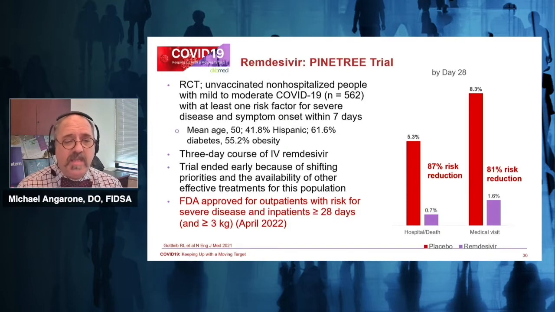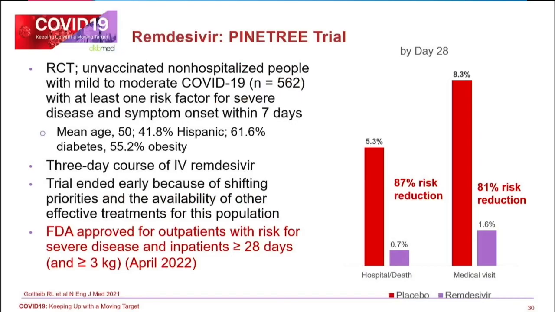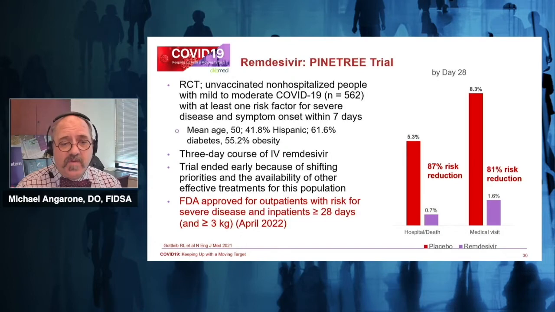The trial was ended early because of some of the changes with different treatments that were, I think, coming to the forefront with SARS-CoV-2, especially the monoclonal antibodies, and changing priorities. But there was some data for Remdesivir in the outpatient setting. When looking at the outcomes of hospitalization or death, there was an 87% reduction in those that received the 3-day course of Remdesivir versus placebo. And for attended medical visits, which included urgent care and ER visits for a COVID-related issue, there was an 81% reduction with Remdesivir versus placebo.